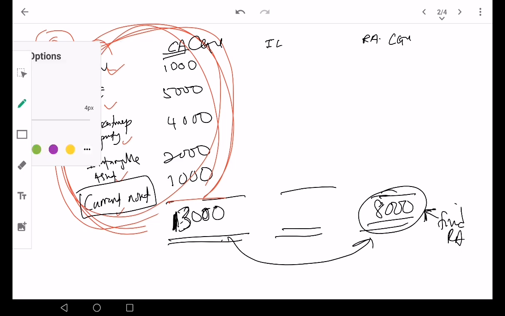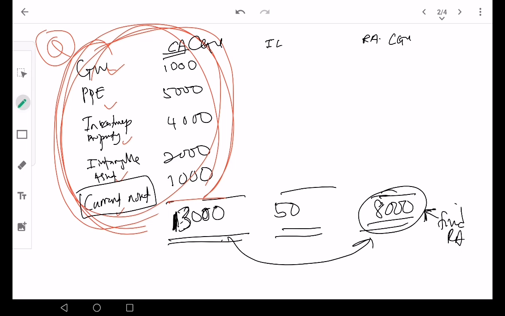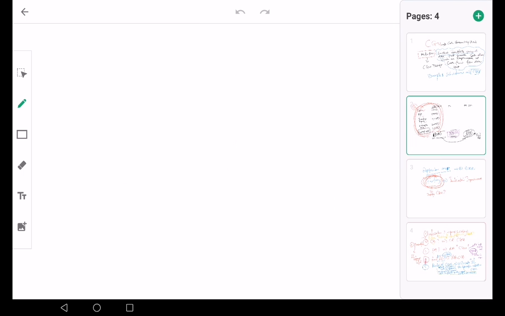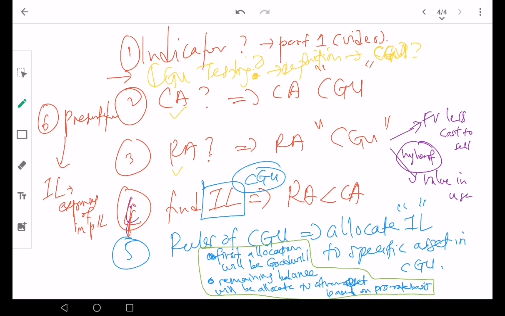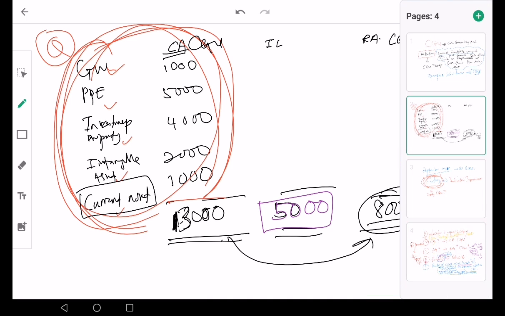Good. Your impairment will be 5,000. So what will you do with this 5,000? Because this 5,000 is a total. Remember my next step? Good. Rules of CGU. Once you get your 5,000 here, remember, you must allocate it. What I mean by allocate is the application part.